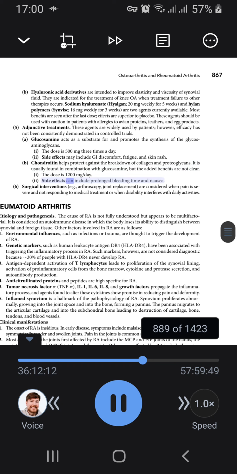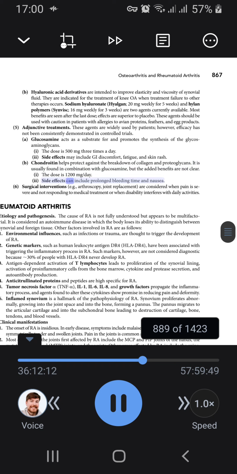Fourth, rheumatoid arthritis. Etiology and pathogenesis. The cause of RA is not fully understood but appears to be multifactorial. It is considered an autoimmune disease in which the body loses its ability to distinguish between synovial and foreign tissue.